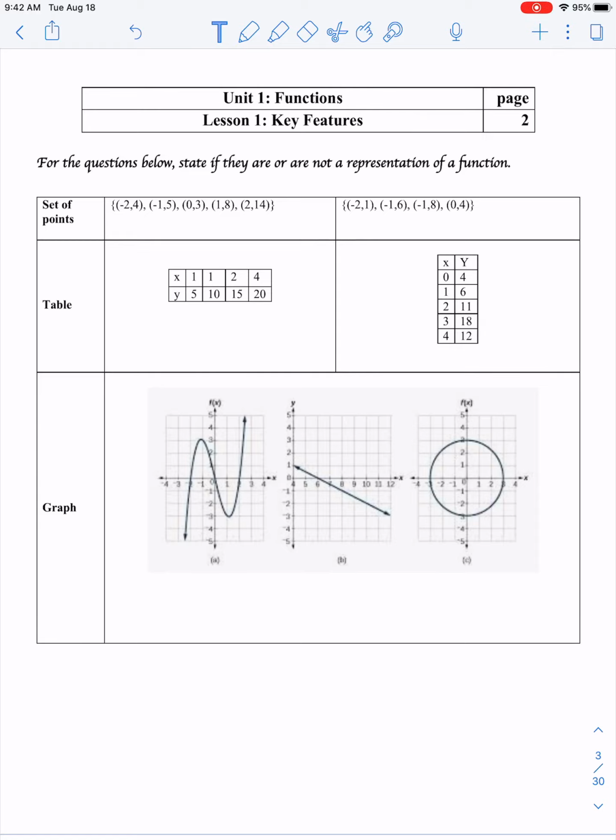In this video, we're going to look at a set of points, a table, and a graph, and determine if what we're given allows us to say that it is a function or not. So we're going to work on identifying if representations are functions or not. In this video, I'm going to go over the questions on the left.